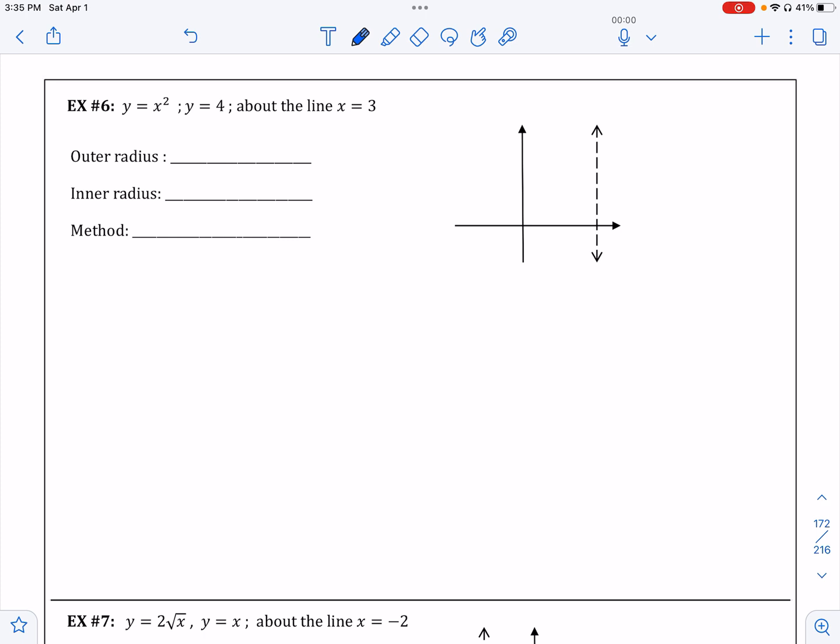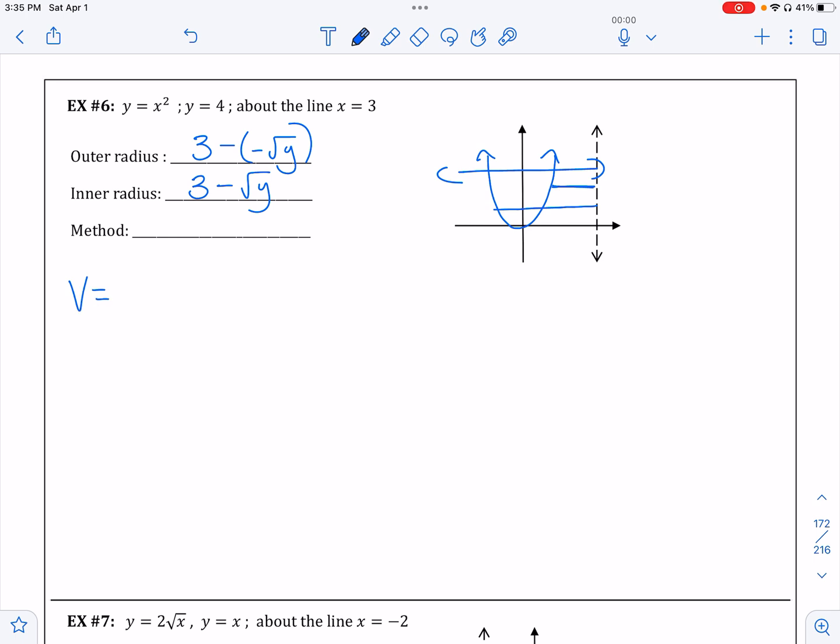Okay, so in this case, when we set up this picture, we can tell that y equals x squared looks like this, and y equals 4 looks like this. We can tell that our outer radius is this distance that goes from here to here, and our inner part is here to here. So our outer is 3 minus negative square root of y, and the inner is just 3 minus square root of y. So this is a boring out situation.